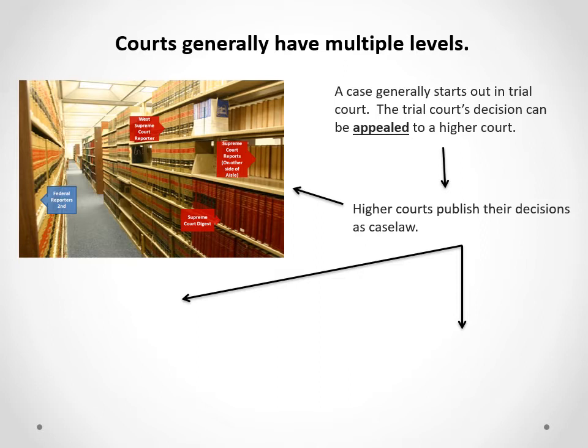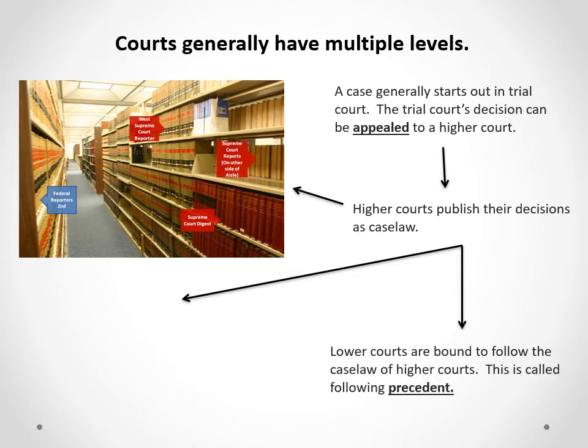Okay, so why do these courts publish their decisions? The reason they do that is because the lower courts are bound to follow the case law of the higher courts. This is called following precedent. Okay, so a trial court, again, can't just decide cases the way they think is best.